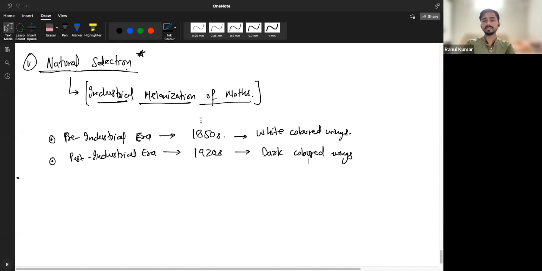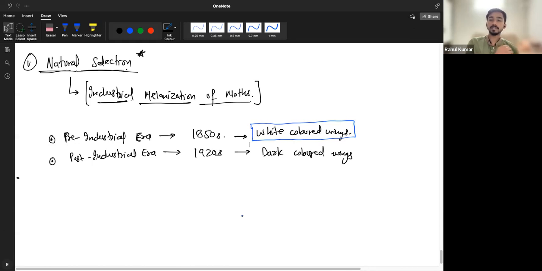Now in the pre-industrial era, white colored moths flourished. Can you tell me why? Can you think of a reason? They used to flourish, and dark colored moths were not flourishing that much, because these moths have predators, which are birds. And in the pre-industrial era, the bark of the trees was light colored.